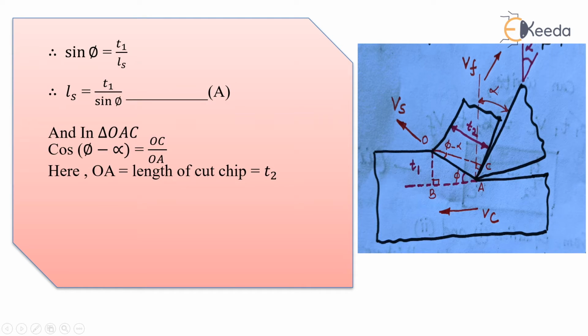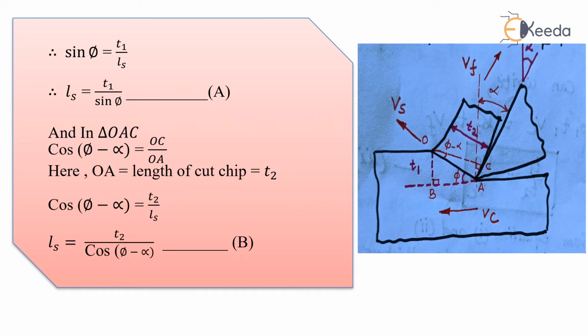Adjacent is again OC and hypotenuse is OA. So OC divided by OA. So again we can write OC is what? Our cut chip thickness T2, and OA is here. Please correct here. OA is our shear plane Ls, and OC is our cut chip thickness T2. So cos of phi minus alpha, we can write it as T2 divided by Ls.